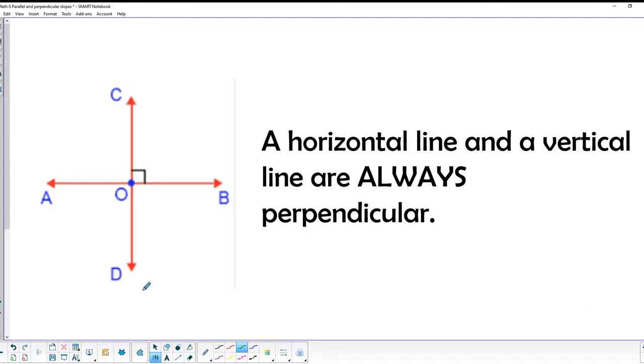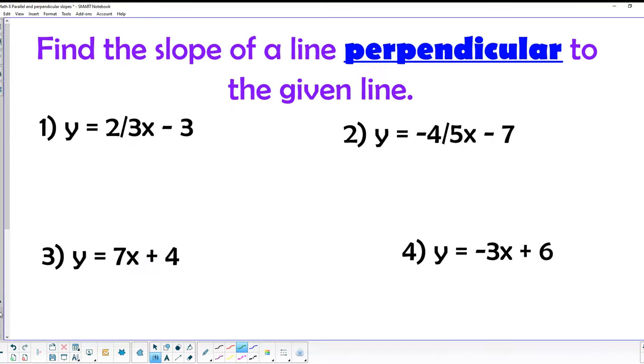Okay, so a horizontal line and a vertical line are always perpendicular. That's something to know. So when we have a coordinate system, we know that the x-axis right here and the y-axis are perpendicular to each other. Okay, so let's take a look at these.